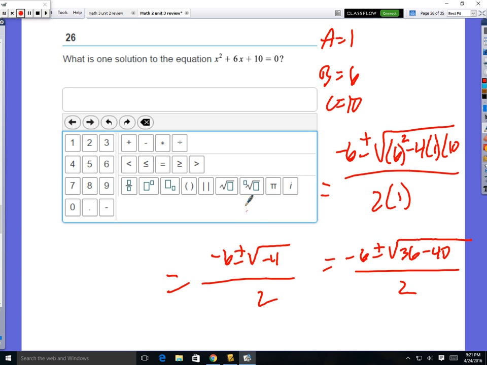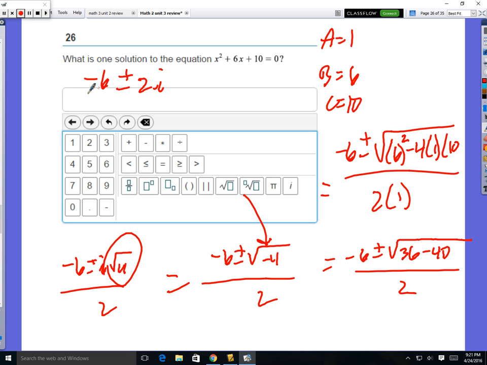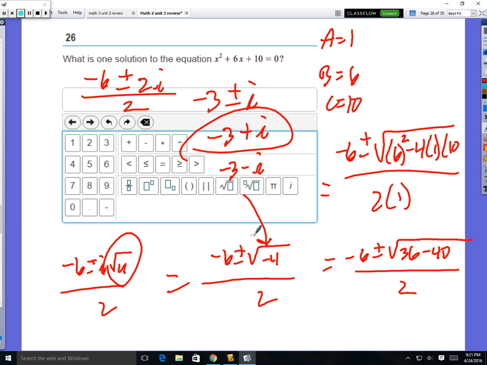Square root of a negative, that's imaginary. Negative 6 plus or minus imaginary square root of 4 divided by 2. Square root of 4 is nice. So we're going to go negative 6 plus or minus 2i divided by 2. Divide both these guys by 2. So it's going to be a negative 3 plus or minus i. And they want one solution, so one solution is negative 3 plus i. The other solution is negative 3 minus i, so one of them, doesn't matter which one. So not too bad.